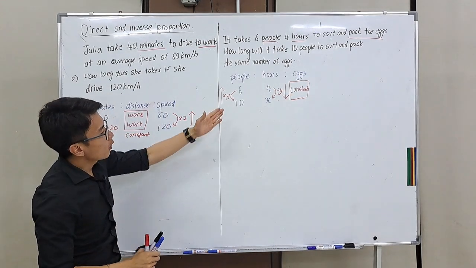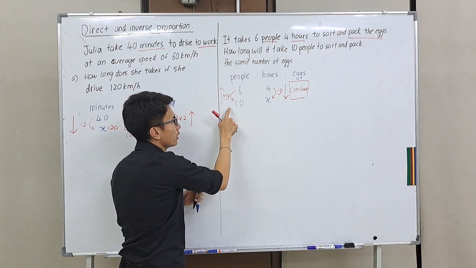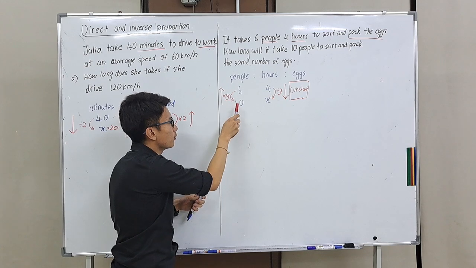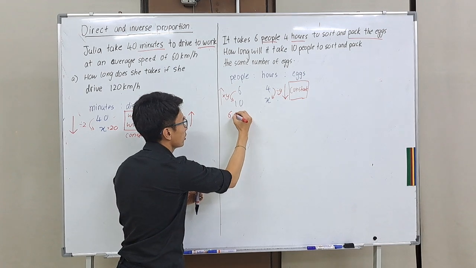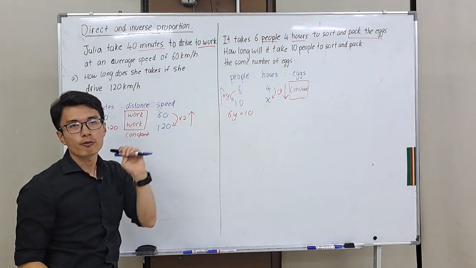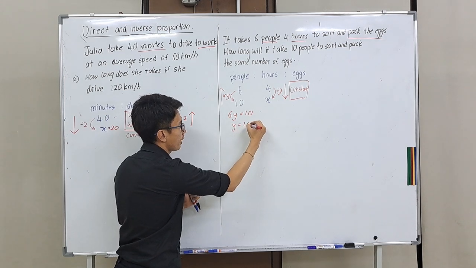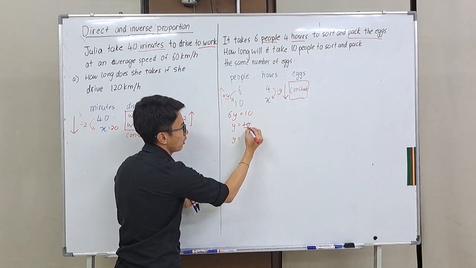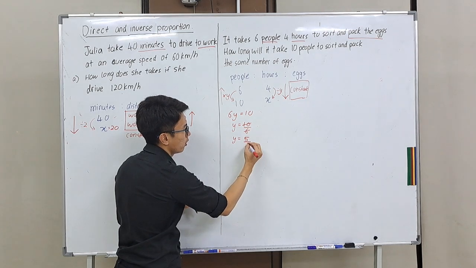Based on this, what can I do over here? I can form my equation. This is telling me 6 times y will give me 10. So in my equation, I can write 6 times y, which is 6y, equals 10. Based on this equation, can I find the value of y now? I can. y equals 10 over 6, which we can simplify. 2 is a common factor, so I get 5 over 3.